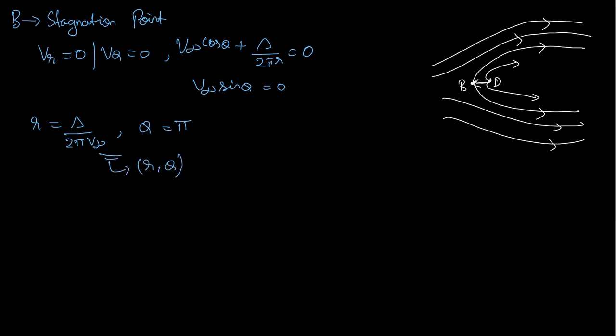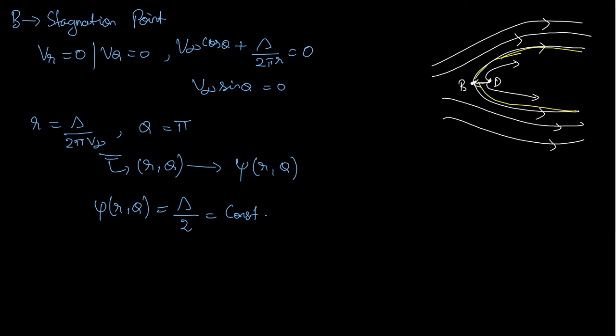And if I substitute this r comma theta into my streamline equation, psi of r comma theta, I'll get my streamline at r comma theta to be just lambda by 2, which is a constant. And we can find out the streamline here, and that is this yellow streamline. This is the streamline that's passing through the stagnation point B, and this streamline is described by psi equals lambda by 2.